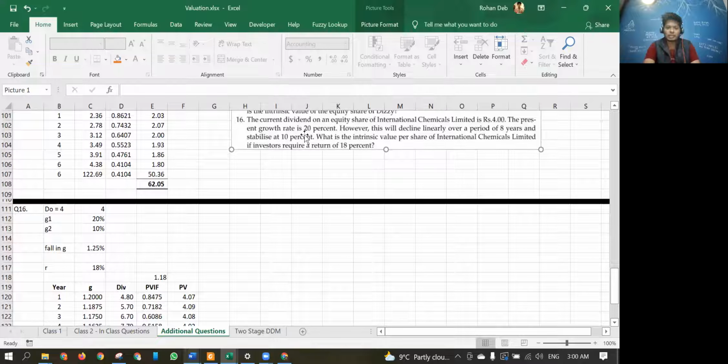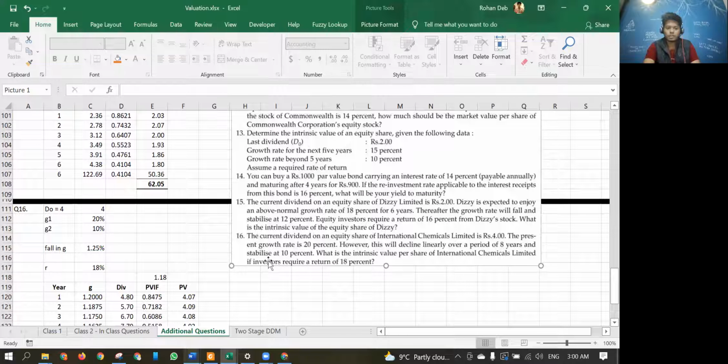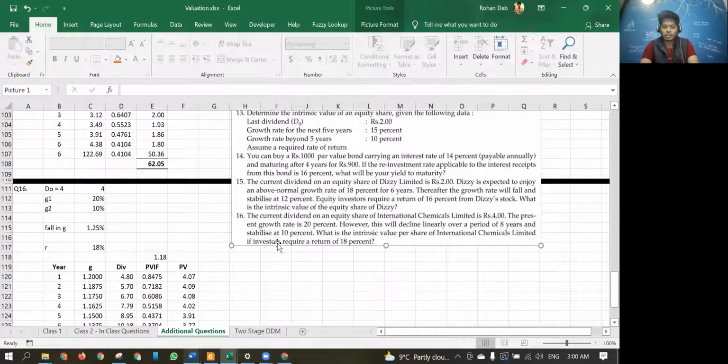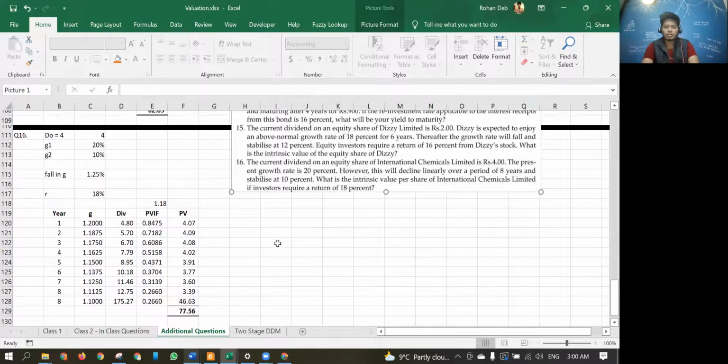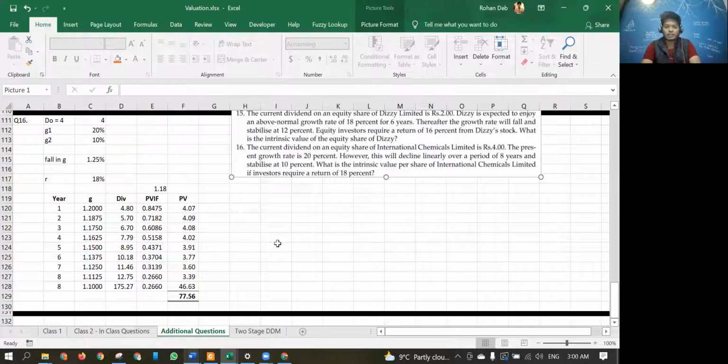And then lastly 16. Okay, so 16 I don't think might come, but for the purpose of solving, I've just solved it, because in case it comes you can refer to it. So in 16, what was happening in the last few questions is, okay, for the next few years it's 20% and then it becomes 10% all of a sudden. But in real life what happens is it's 20% and linearly it starts falling down. So 20, then 18.75, then 17.5 and so on. It starts falling linearly and then reaches 10 and stays stable at 10.